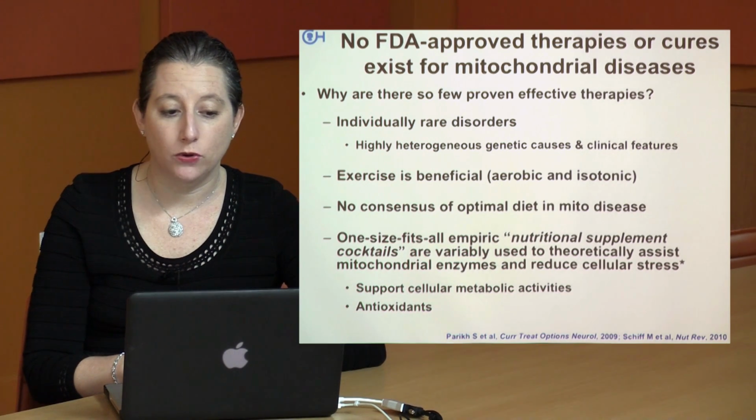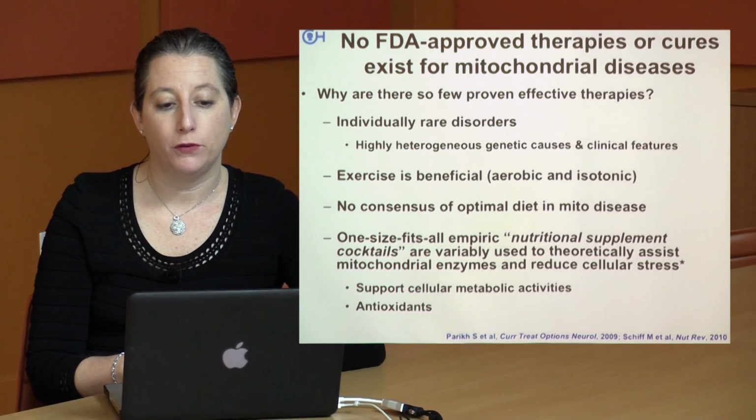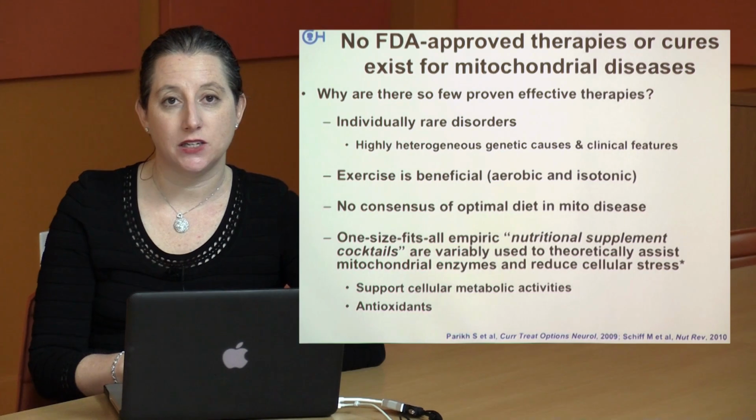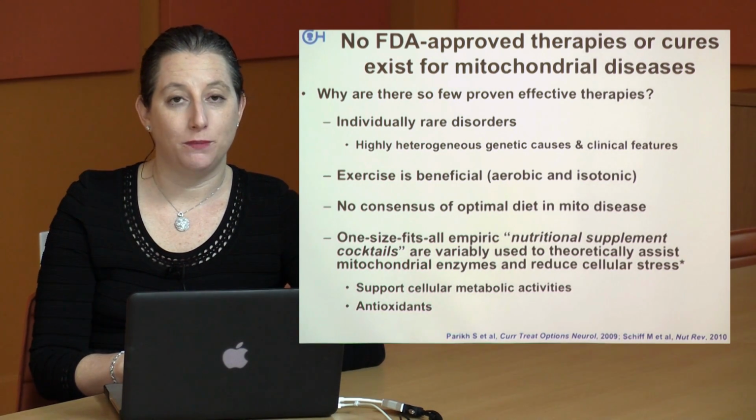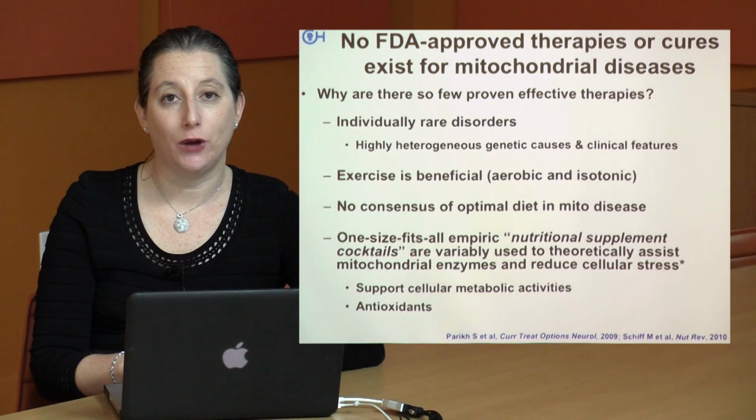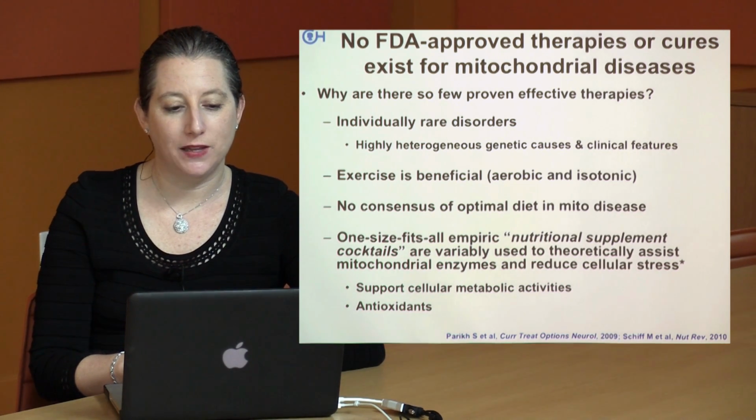It is very well known that exercise is beneficial. Both aerobic and isotonic exercise actually improves your mitochondrial amount, not just in your muscles, but across your body, and can actually lower your heteroplasmy levels. So some pretty impressive data.